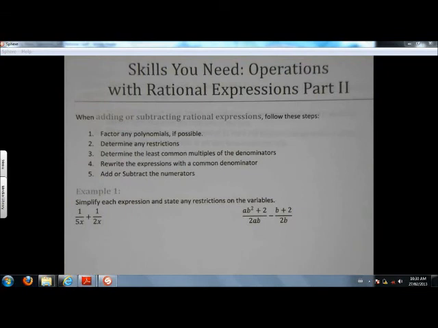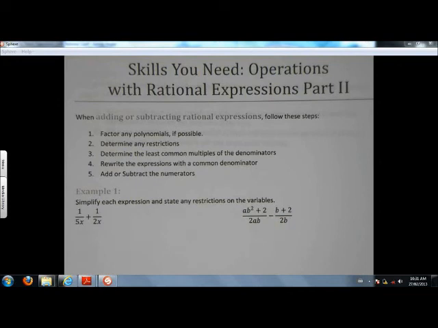Last time we looked at rational expressions. We looked at how to multiply them and how to divide them. We used the analogy of fractions. Today we're going to do the same thing. We're going to use the analogy of fractions to help us understand how to add and subtract rational expressions.